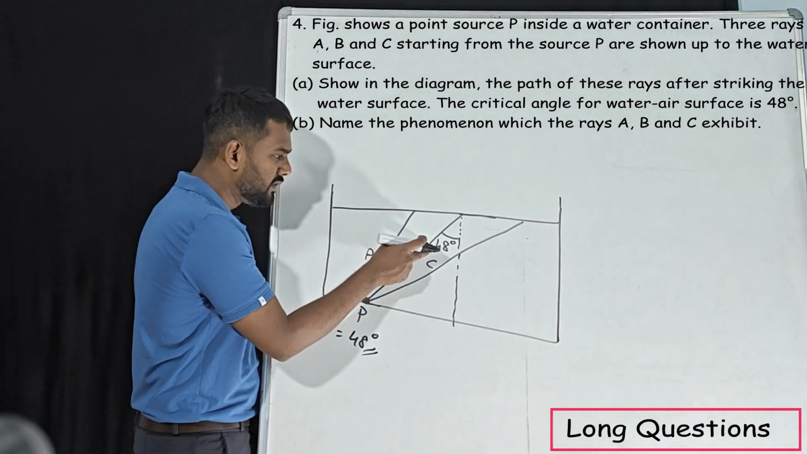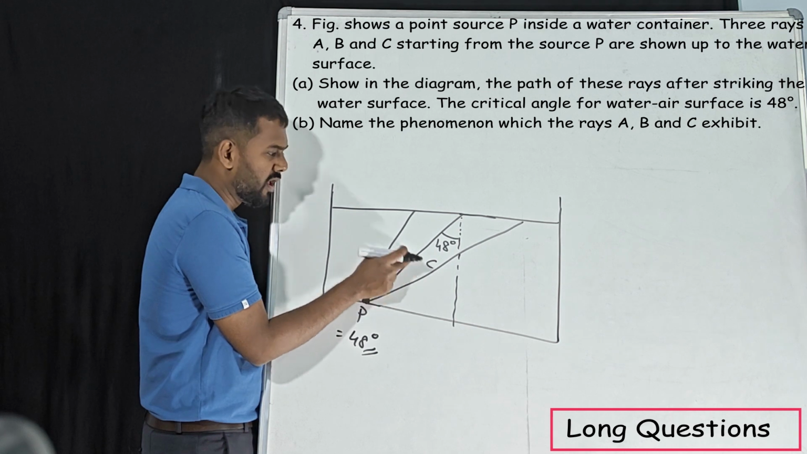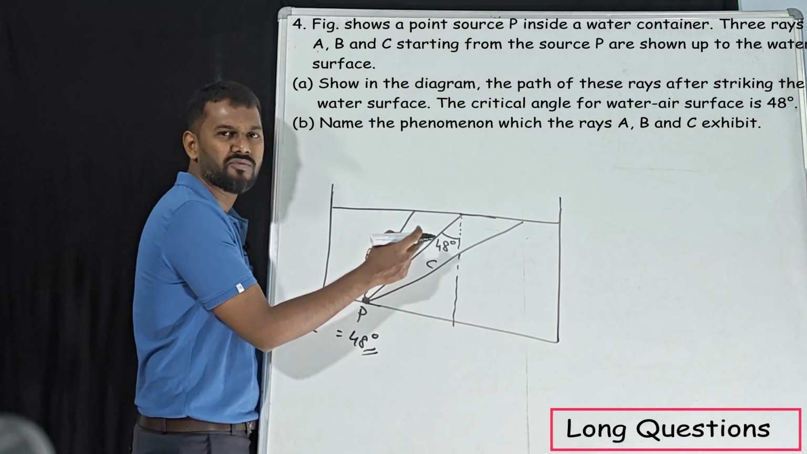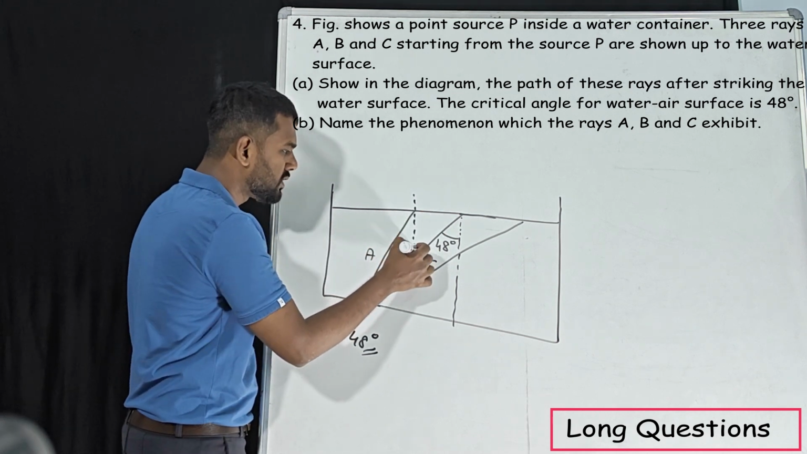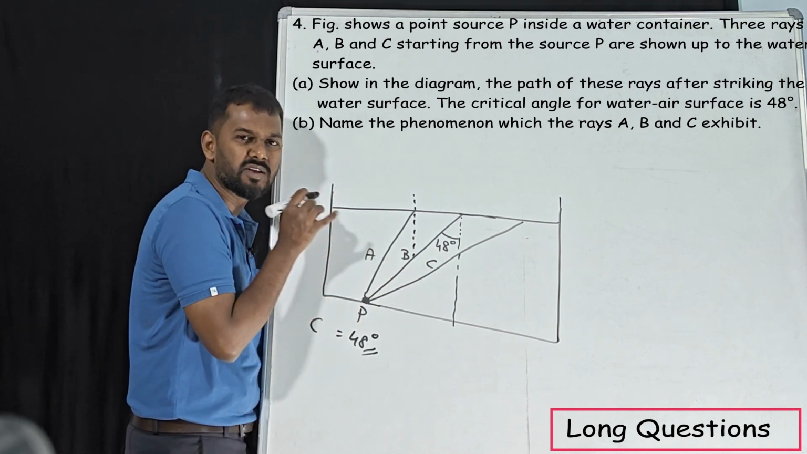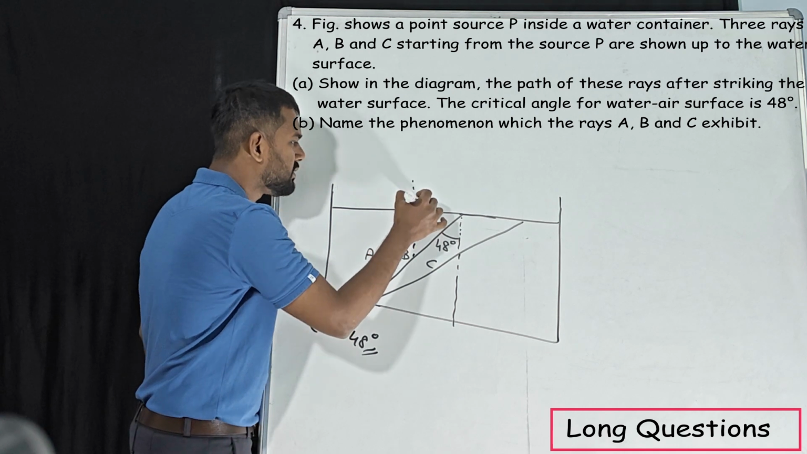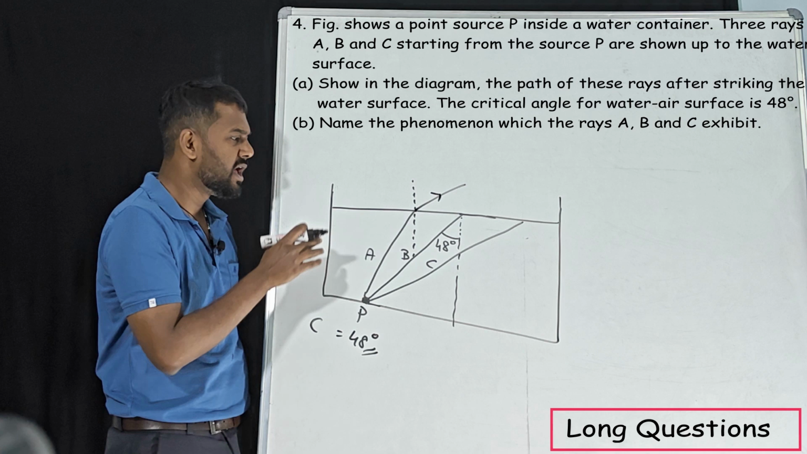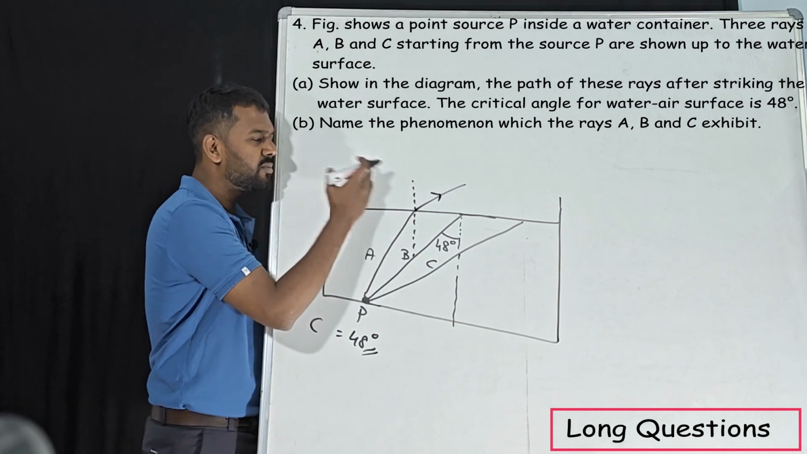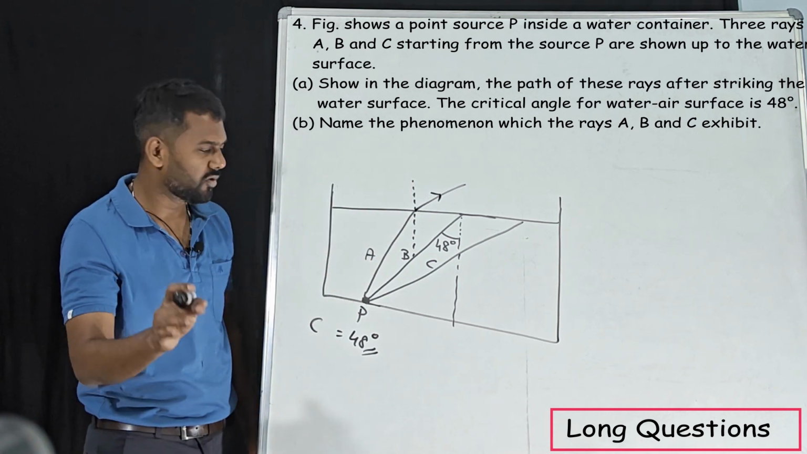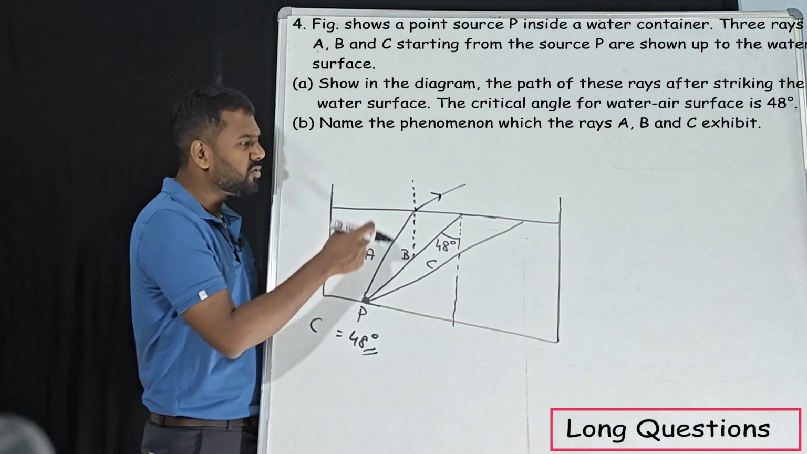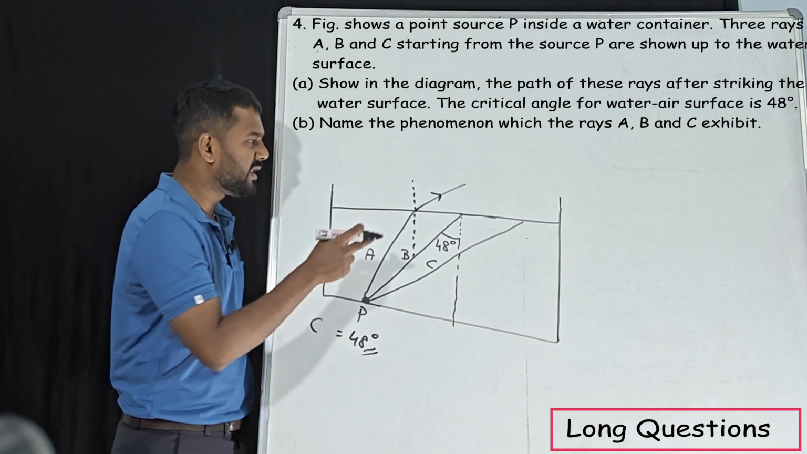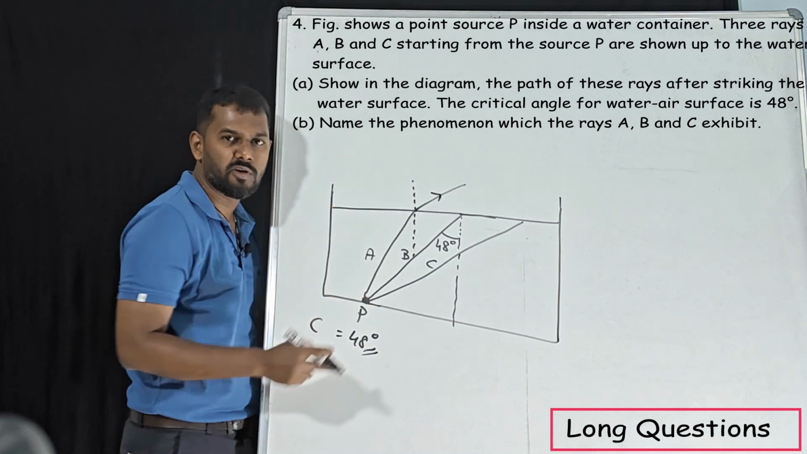So you see, this second one is 48 degree. For the first one, we can easily understand that the angle of incidence is less than 48 degree. So when the angle of incidence is less than 48 degree, it undergoes normal refraction. But the important thing is whether it goes away from the normal or towards the normal. Whenever a light ray goes from denser to rarer medium, the speed increases. If the speed increases, it goes away from the normal.